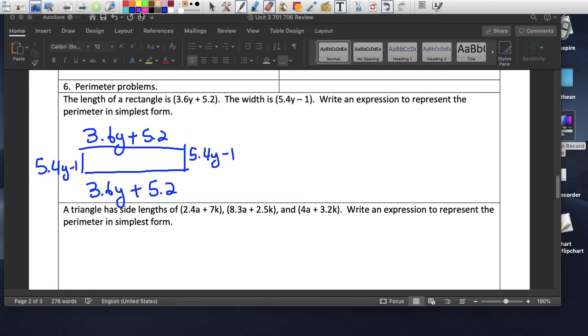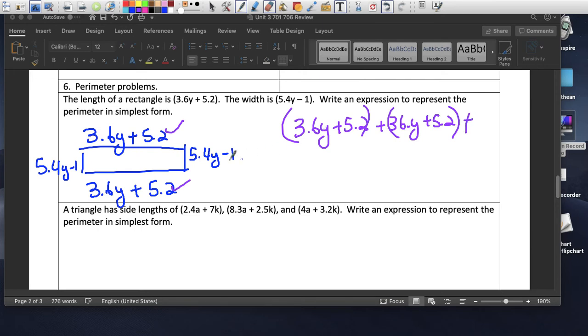We'll write an expression, right? Because we're going to find perimeter, we're adding all the sides. So it's going to be 3.6y plus 5.2, right? That side. Then we have the side at the bottom. So it's another plus 3.6y plus 5.2. Put in parentheses, okay? And then plus, we have this side over here, 5.4y minus 1. And then plus another 5.4y minus 1, which is this other side over here. So now we can combine everything.